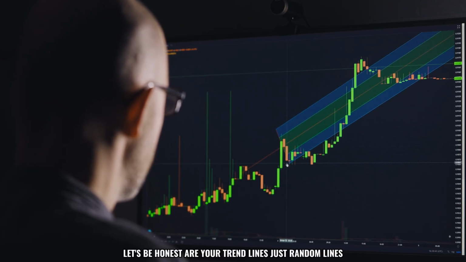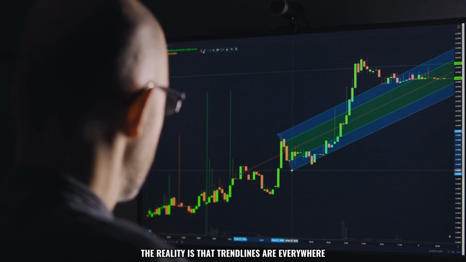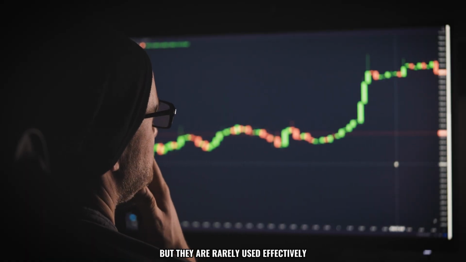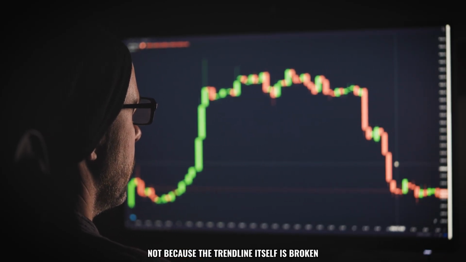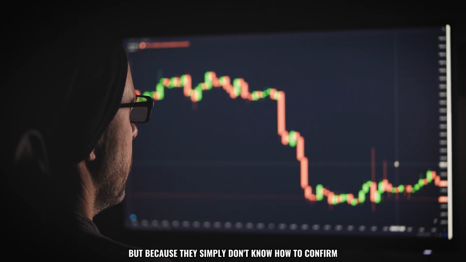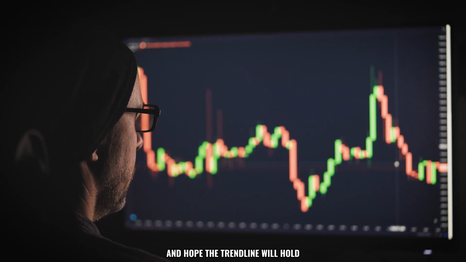Let's be honest, are your trend lines just random lines drawn on the chart? The reality is that trend lines are everywhere, but they are rarely used effectively. Most traders lose money not because the trend line itself is broken, but because they simply don't know how to confirm their trading setup. They just enter trades blindly and hope the trend line will hold.